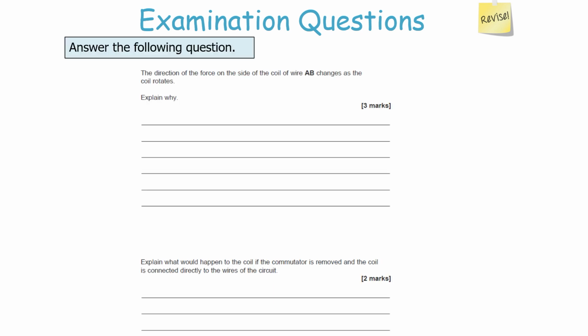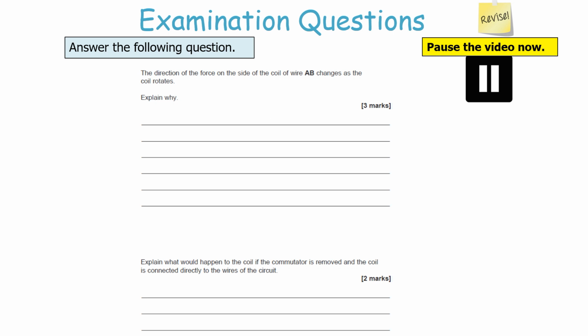The next question says, the direction of the force on the side of the coil of wire AB changes as the coil rotates. Explain why. Then explain what would happen to the coil if the commutator is removed and the coil is connected directly to the wires of the circuit. So pause the video now, then unpause the video when you want to go through your answers.